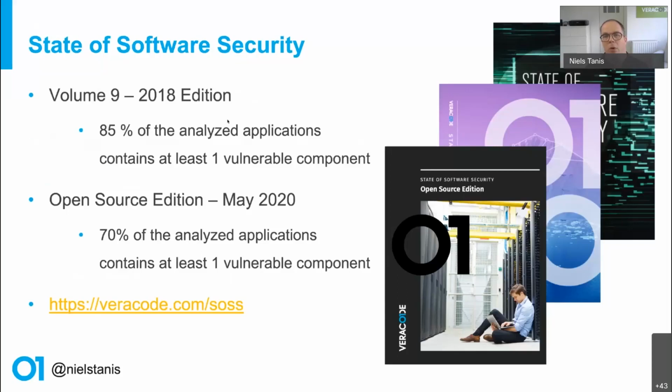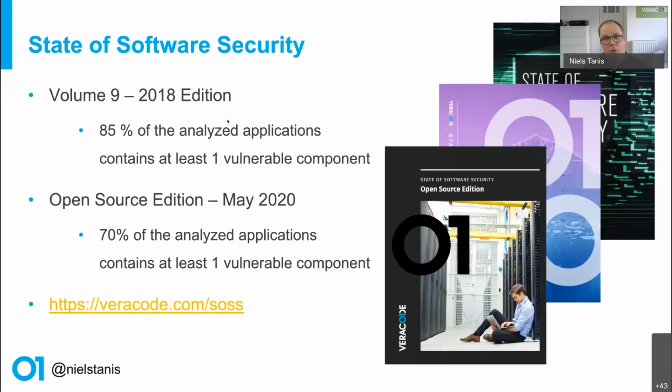And to throw in some statistics on this, each year we publish something we call the State of Software Security, where we share some of our metrics of the apps that we've analyzed. If you're interested in those reports, come see me afterwards. But the key statistic I want to share with you is that in our 2018 edition, we saw that 85% of the applications that were analyzed for the first time have at least one vulnerable component, meaning that there was at least one vulnerability inside of a component that was used by the app.